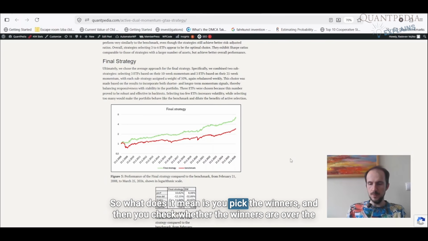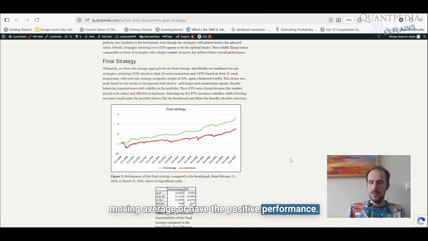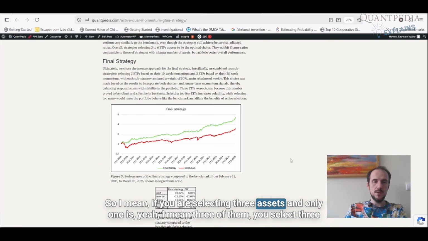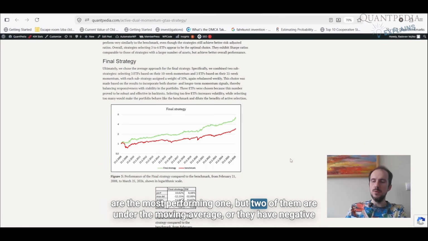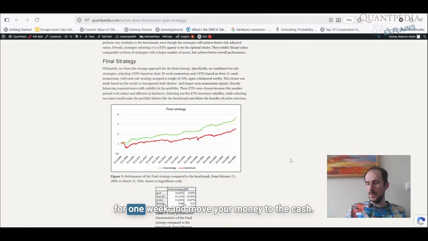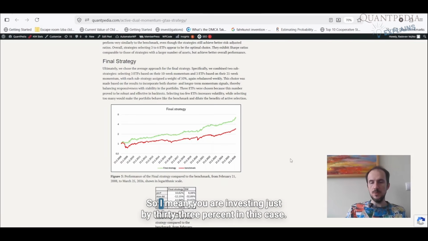What this means is that you pick the winners, and then you check whether the winners are over the moving average or have positive performance. You remove those that do not, and instead of buying those assets, you use cash for that particular part of your strategy. So if you select the 3 best performing assets, but 2 of them are under the moving average or have negative performance over the selected look back period, you remove those 2 assets from the portfolio for 1 week and move your money to cash. So you are invested just 43% in this case. And this is one sub-strategy.